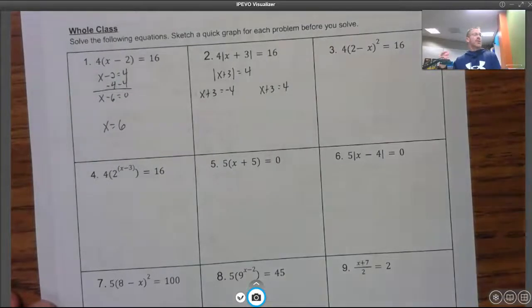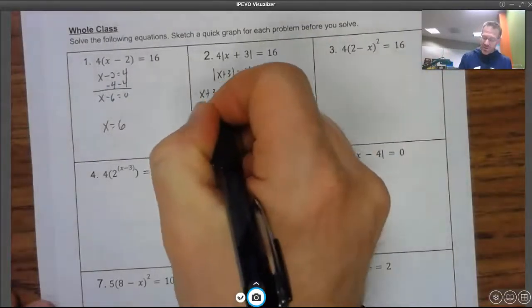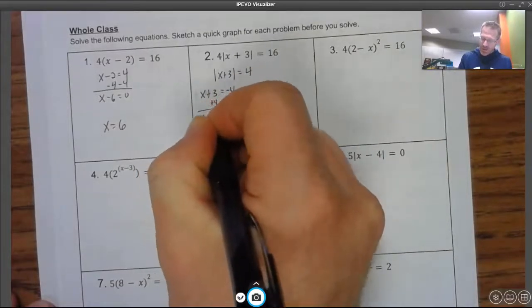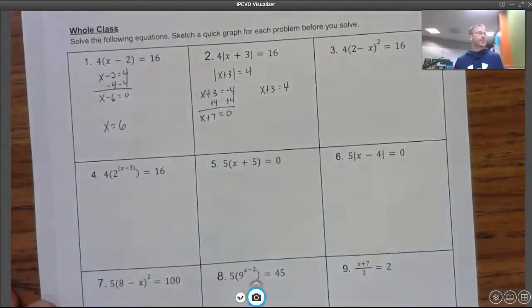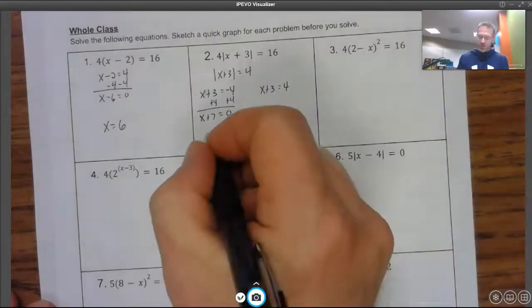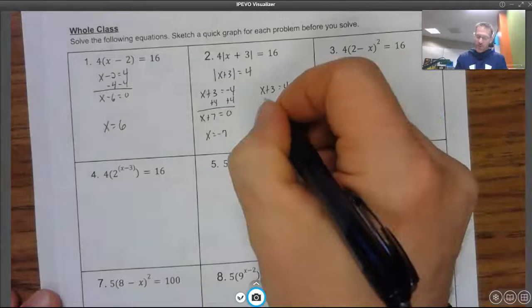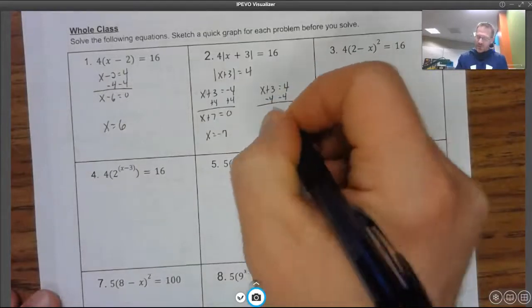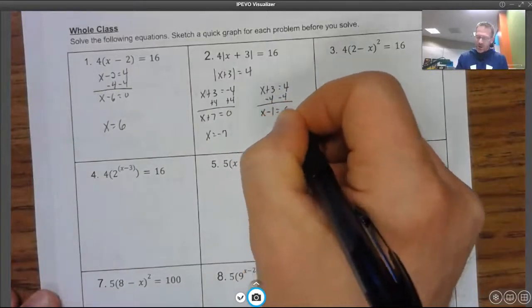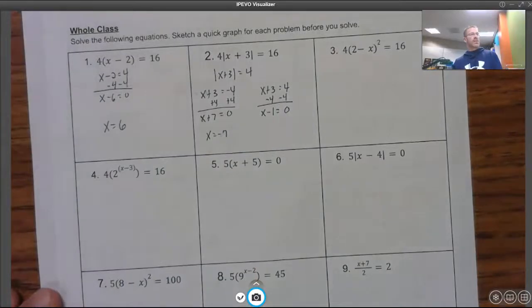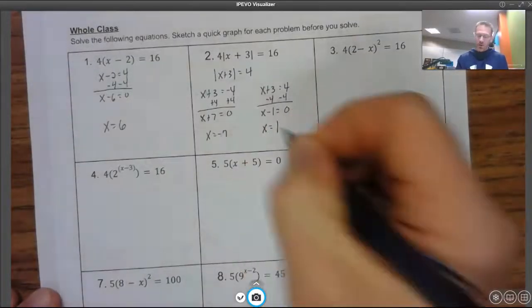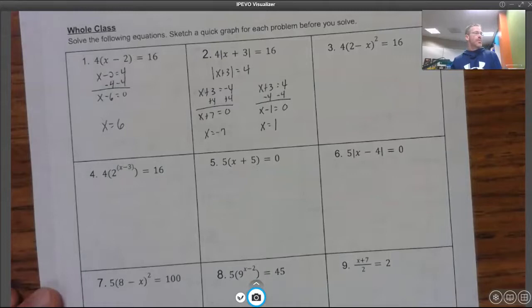And then once again, if you don't know that math fact, we can just get it equal to 0. So I'm going to add 4 to both sides. All right, so x plus 7 is equal to 0. What plus 7 is 0? Negative 7 plus 7 is 0. Subtract 4, x minus 1 is equal to 0. What minus 1 is 0? 1. All right, so hopefully you're seeing the connections there.